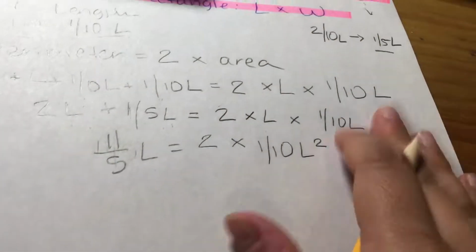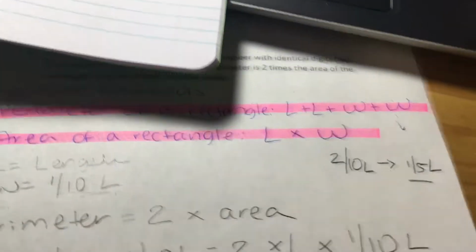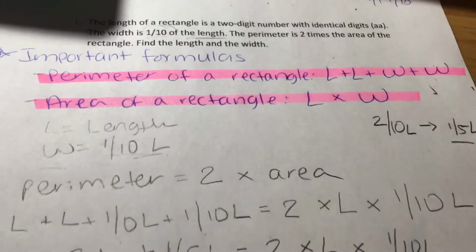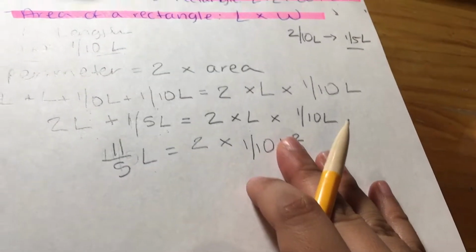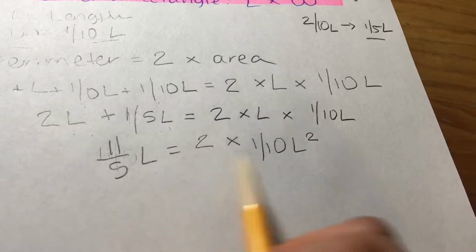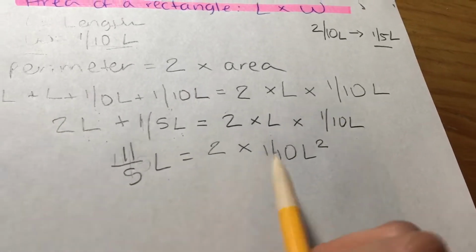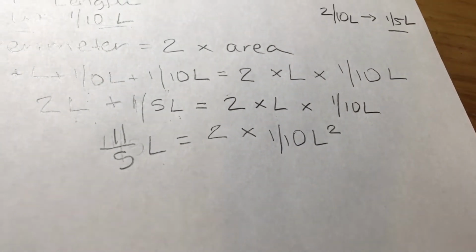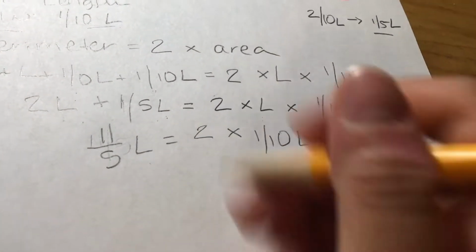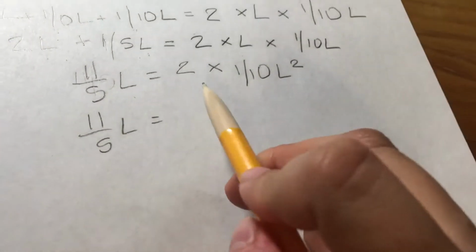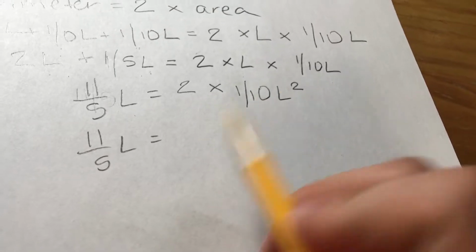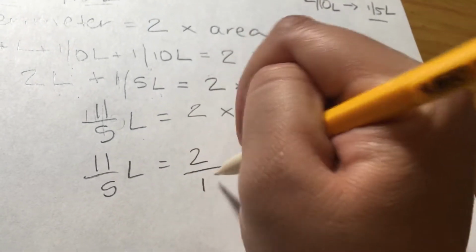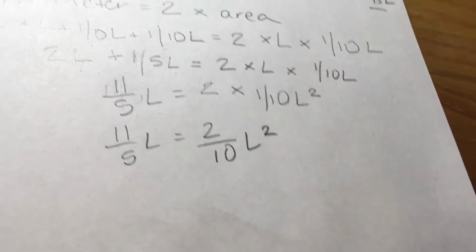So what is our next step? We have to find the length and the width of the rectangle. Right now we're solving for the length since we already got all these L's. So our next step is to keep multiplying everything together. We already have this side done: 11 over 5 L equals, then we multiply 2 times 1/10 L squared. So we have 2 over 10 L squared, right? Do you see how I got that?